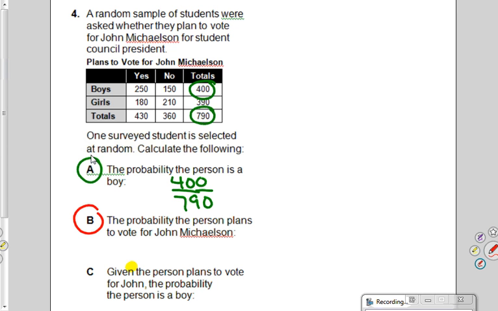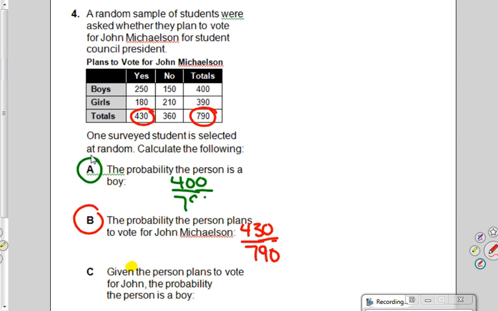B, the probability the person plans to vote for John. So how many total yeses do we have? 430. Total yeses divided by how many total people? 790. Fix my 3. 430 out of 790. That's it. Move on. Don't overthink it.